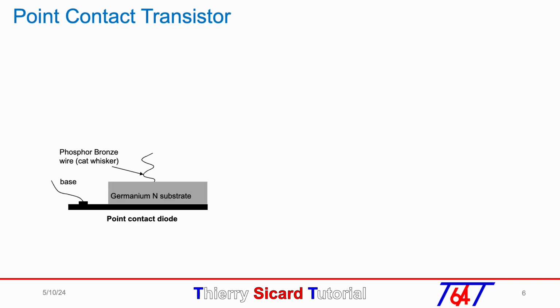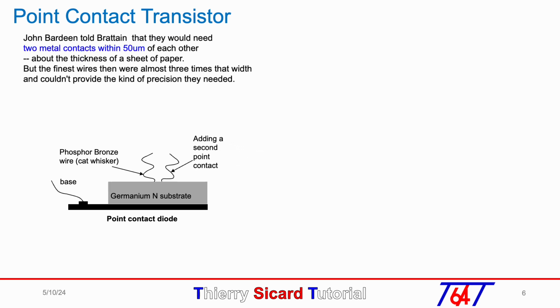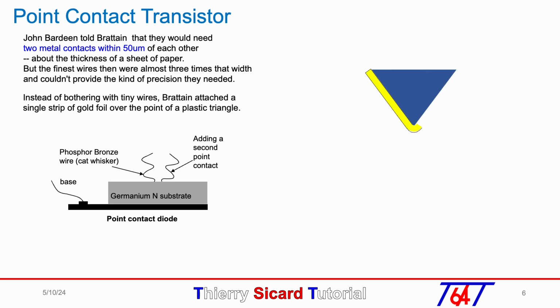The crystal diode or point contact diode was the only solid-state electronic device, so they naturally started with this component. John Bardeen, the skilled theoretician, told Brattain, the skilled experimenter, that he should add a second contact within 50 micrometers of the first. 50 micrometers was the thickness of a sheet of paper, but the finest wire was almost 3 times that width. Instead of bothering with tiny wires, Brattain attached a single strip of gold foil over the point of a plastic triangle.